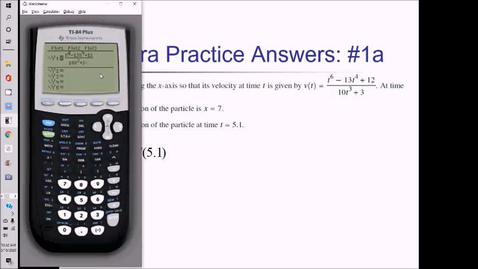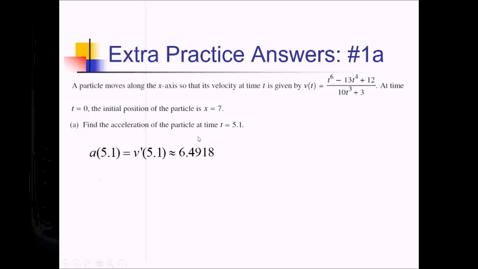So the first thing I've done is store my v function as y1 in my y equals, and then let me quit out of there and do math 8, put a little x down there for the dx, and then for the function, let me do alpha trace y1, and then I'm just plugging in 5.1, and that's going to come out to about 6.492, and there was no units on this one, so that is our acceleration.